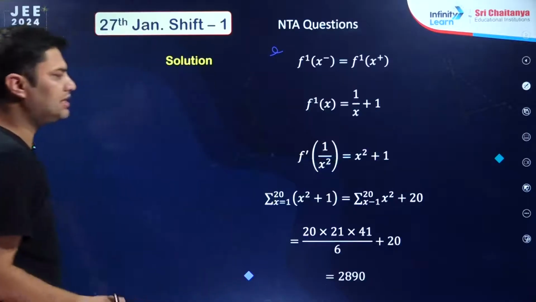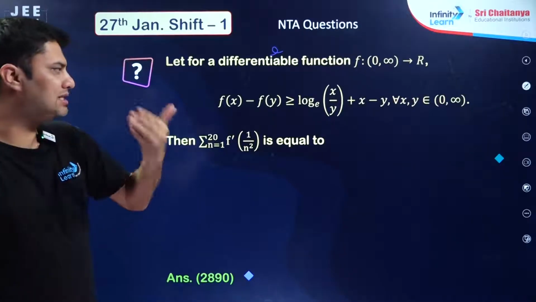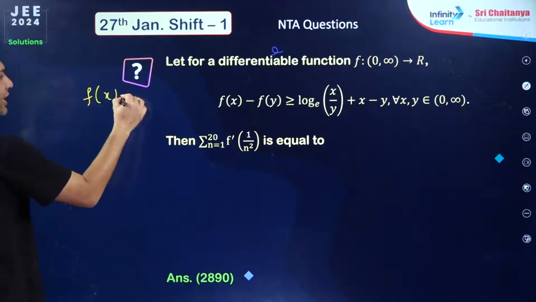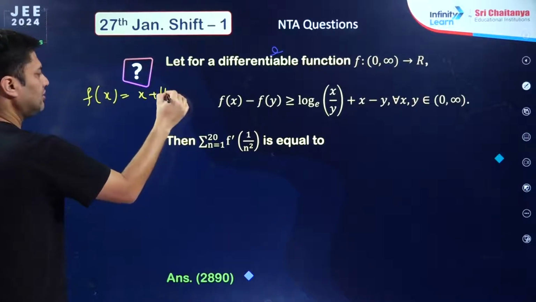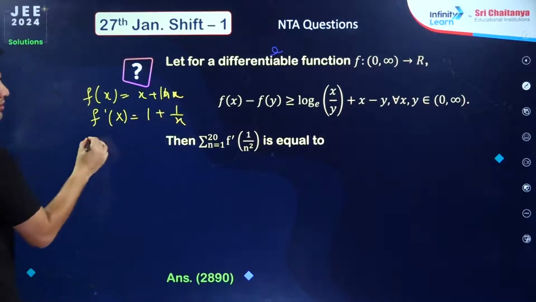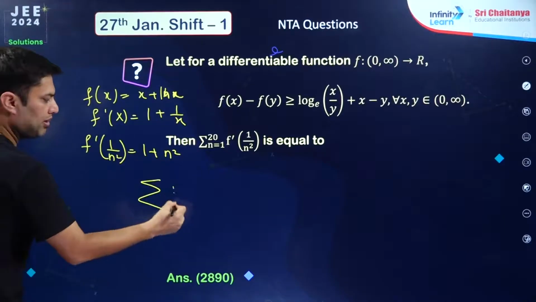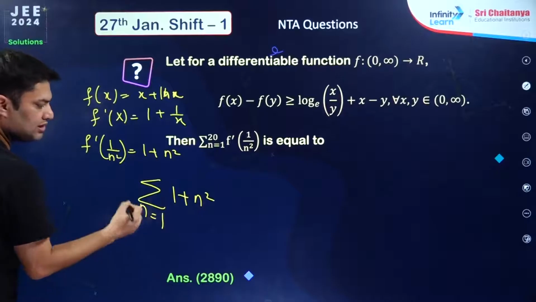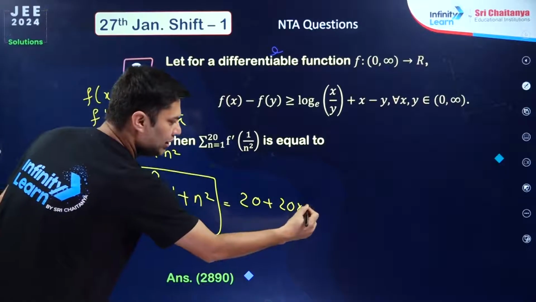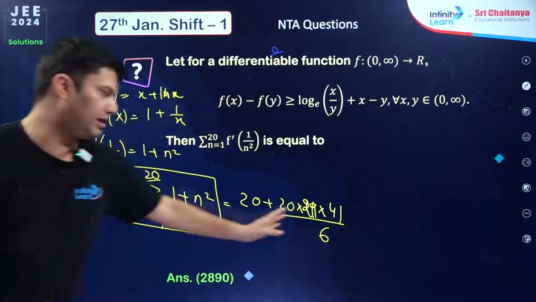Okay, but the answer is something else. They want you to find this f dash 1 by n square. x plus ln x is your function. So if f x is x plus ln x, then your f dash x will be 1 plus 1 by x, and f dash 1 by n square will be 1 plus n square. So sigma of 1 plus n square from 1 to 20, I think you can find this answer. This will be 20 plus n into n plus 1 into 2n plus 1 by 6. You'll get the answer.